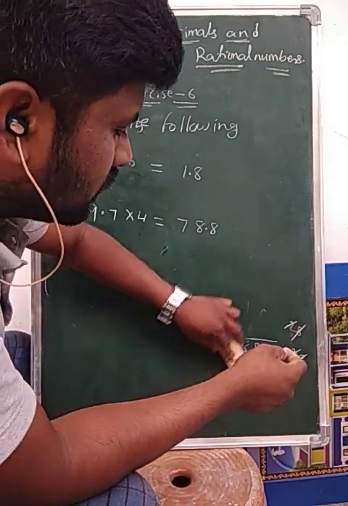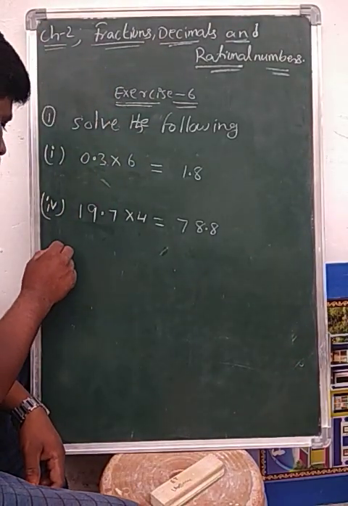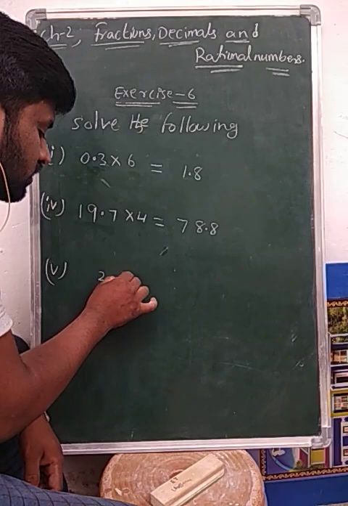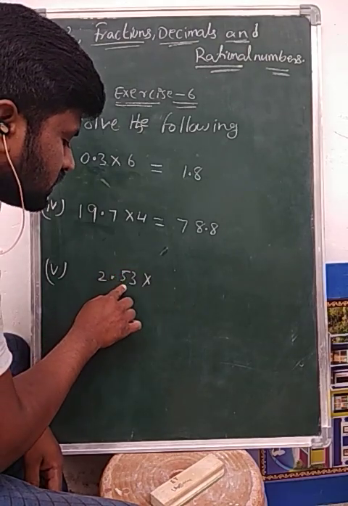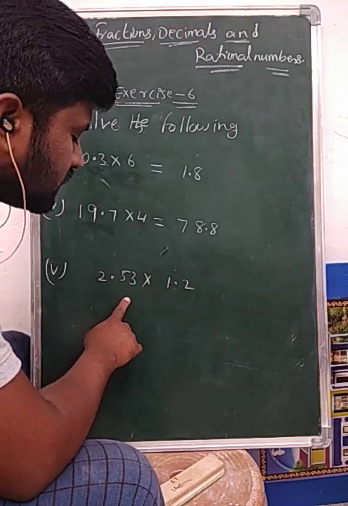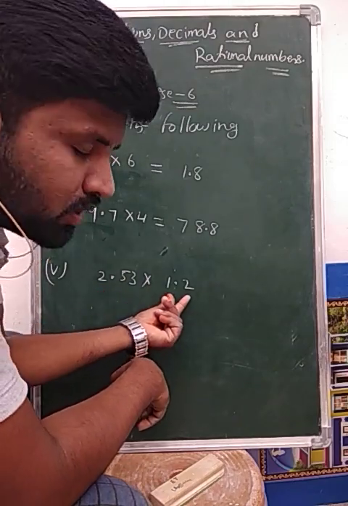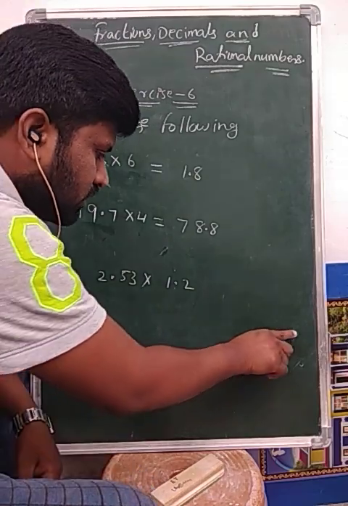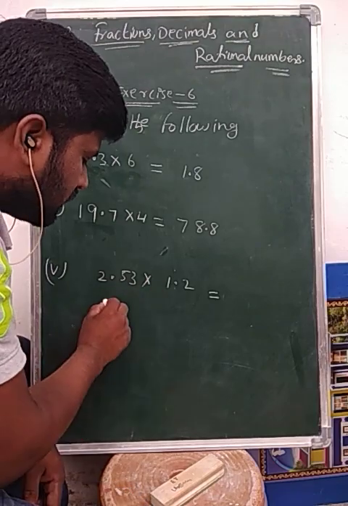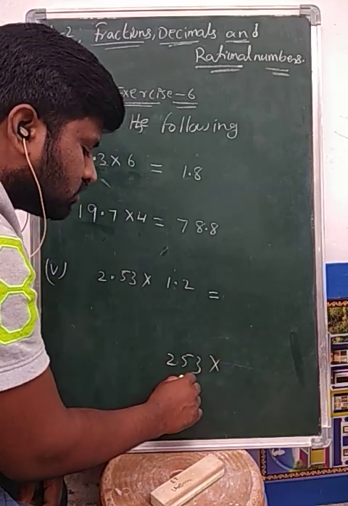Now see how to multiply two decimal numbers at a time. I am taking my own question, that is 2.53 into 1.2. So 2.53 is a decimal number, 1.2 is also a decimal number. So simply take the product without the point. Write the numbers without the point. That is nothing but 253 into 12.